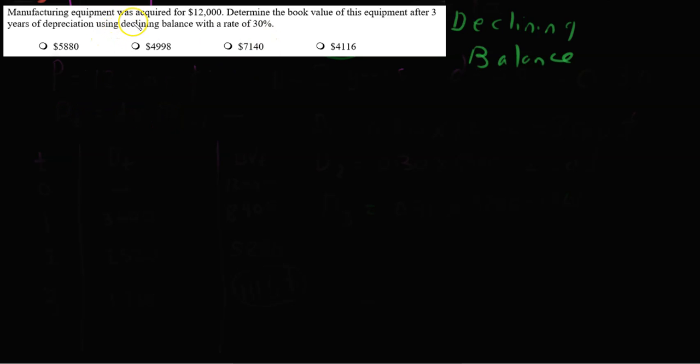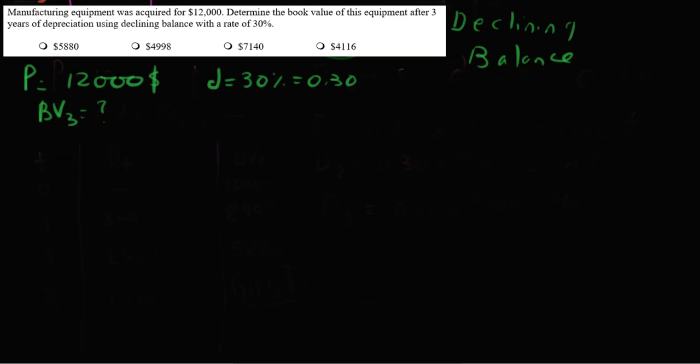So a manufacturing equipment was acquired for $12,000. Determine the book value of this equipment after 3 years of depreciation using declining balance with a rate of 30%. So let's write down our givens right away. So we know that the cost is $12,000 and the depreciation rate is 30%, which is equal to 0.30. And they're asking for the book value at year 3.